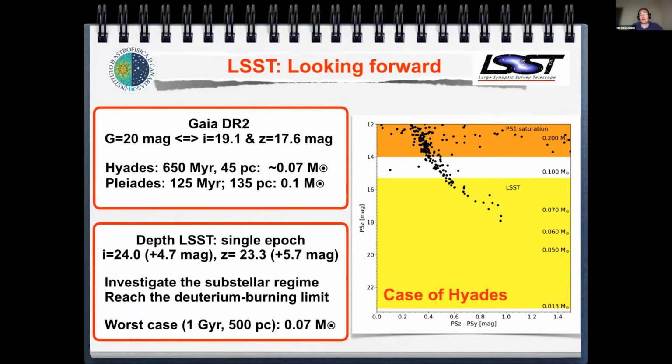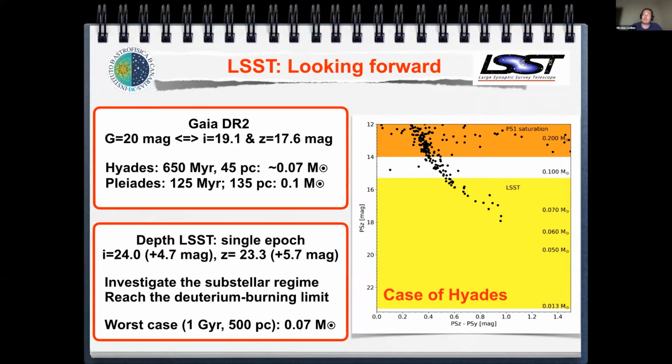a color magnitude diagram on the right-hand side, which is showing the Pan-STARRS magnitude. You have on the x-axis the Z minus Y color, and on the y-axis the Z band magnitude. In black, I plotted all the IRDs members extracted from our study of Gaia. In orange, you have the saturation region from Pan-STARRS. So you can see that there is a lot of spread in the photometry, and this is basically all the objects to the right. They have bad photometry because of saturation.